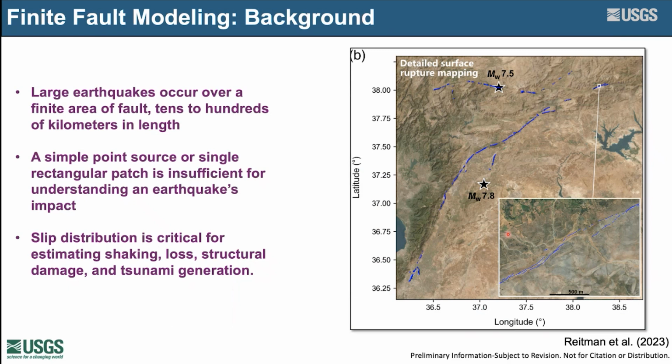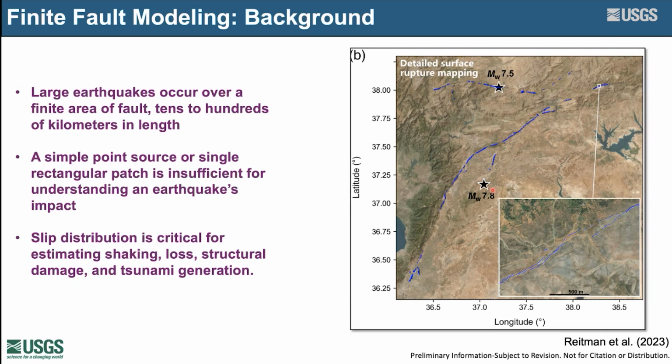So another good example of this is the magnitude 7.8 mainshock of the Turkey sequence, which in this rupture mapping by Nadine Reitman and others, you can see ruptured over 300 kilometers of fault length and would be very poorly approximated by shaking derived just from this hypocentral location, which is even off of the main faulting area.